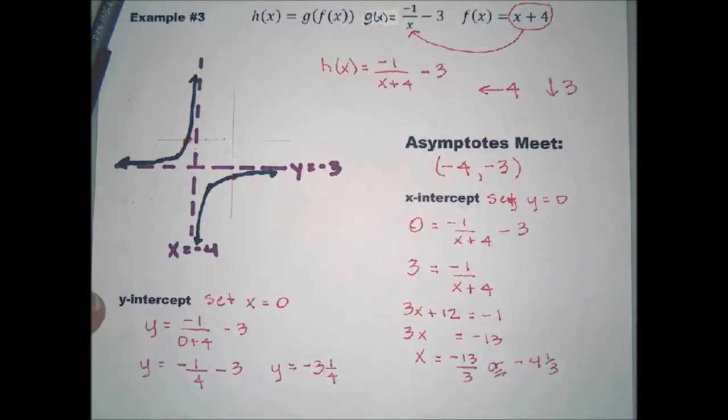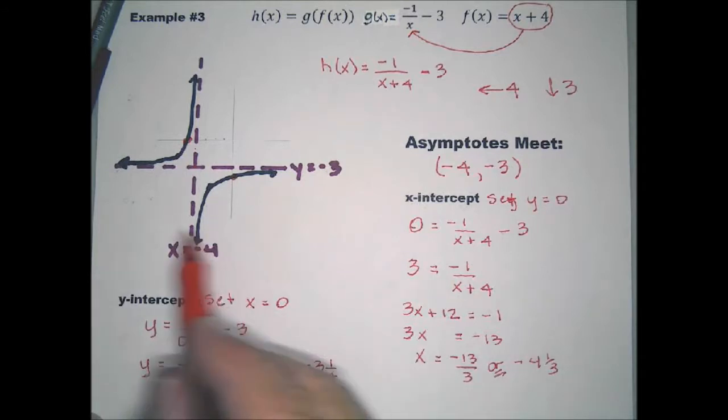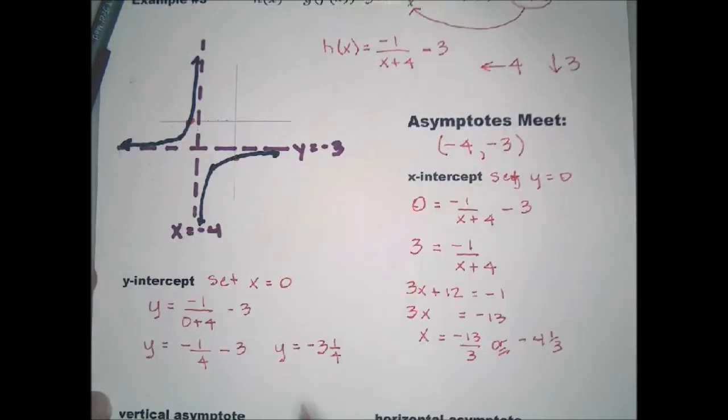Now, let's move on to some of the other things we asked for. Vertical asymptotes, we've already got it. The vertical asymptote is x equals negative 4.